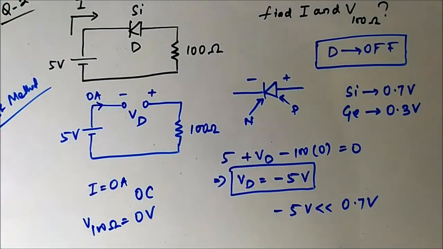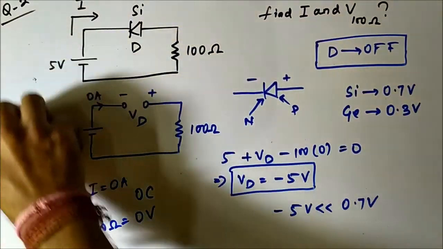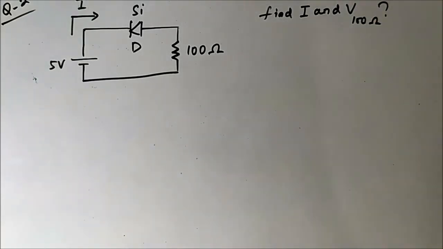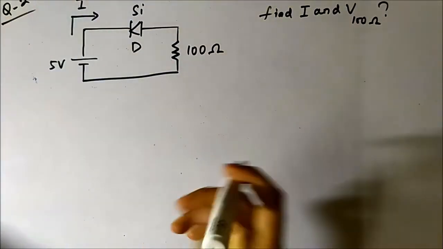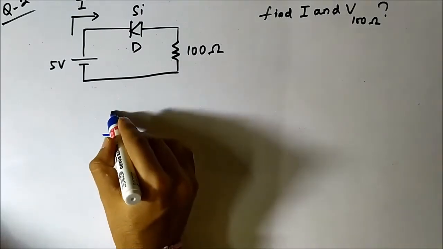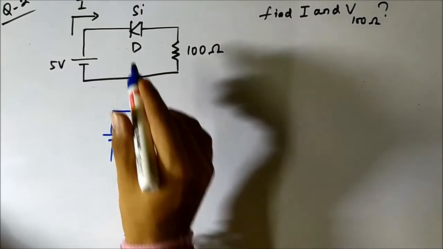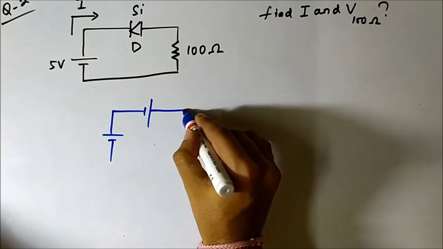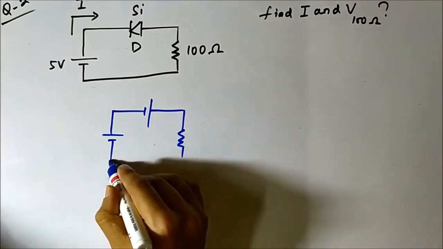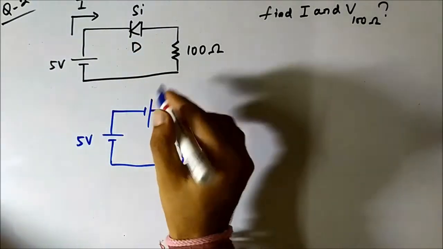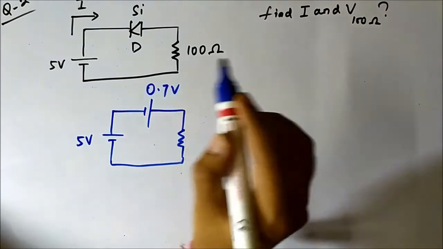Now we'll see the second method. In the second method, we'll assume that the diode is on. Okay, we'll assume that the diode is on, with the 5 volt source like this. Just for your understanding I am doing this, because just by looking at the circuit you will know that this is 0.